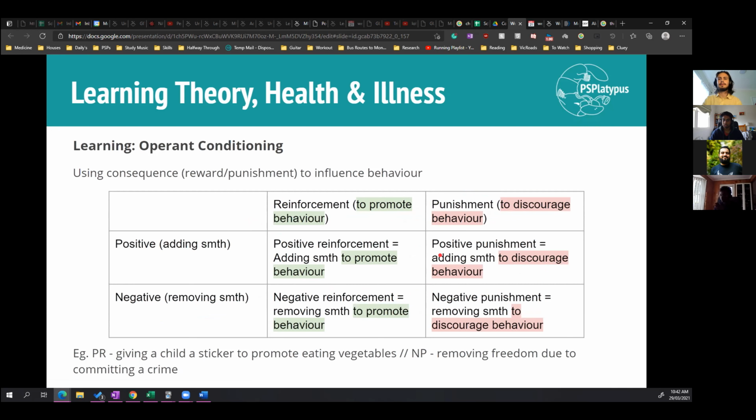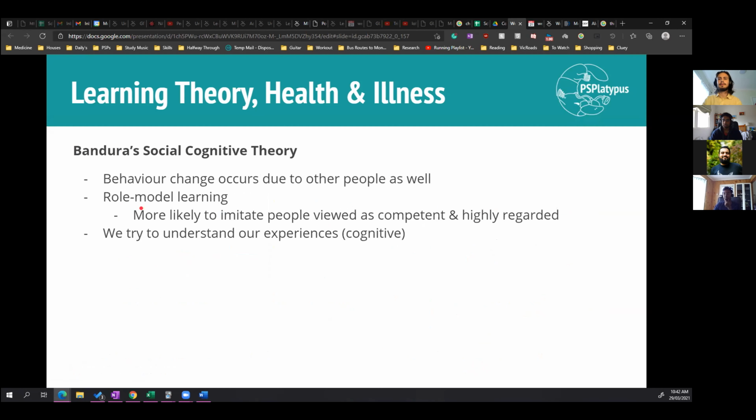Something to note in these sorts of questions is to pay close attention to the way they word it. For example, I can say removing freedom or giving solitude. You can phrase the same thing in two different ways, which changes whether it's positive or negative. But that's essentially the idea of operant conditioning.